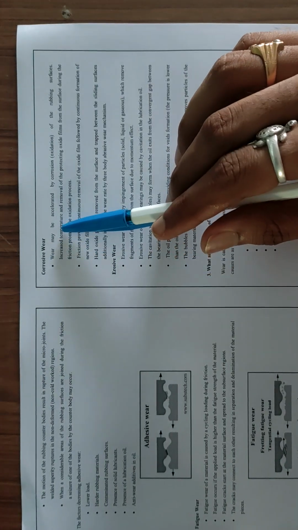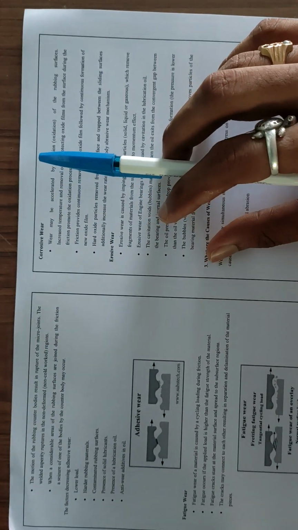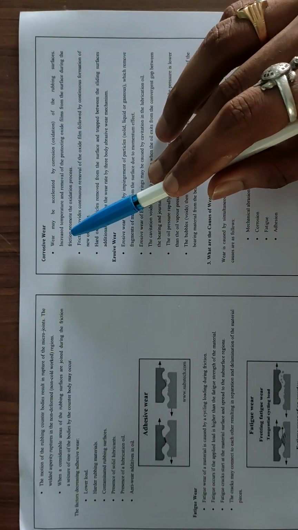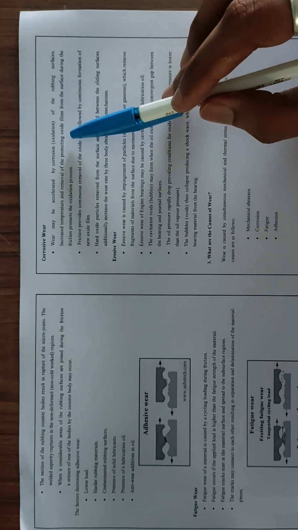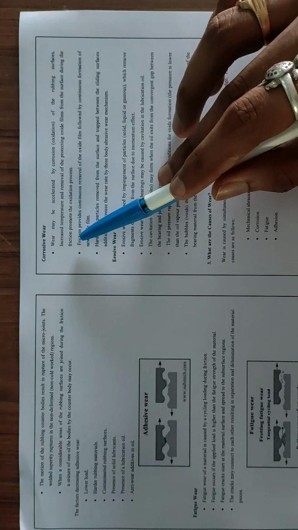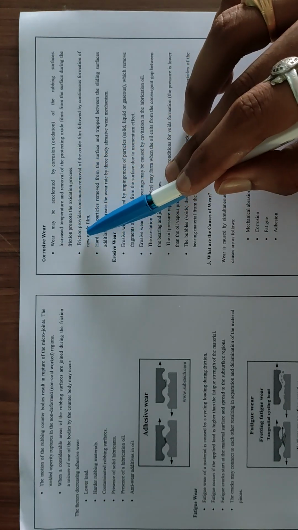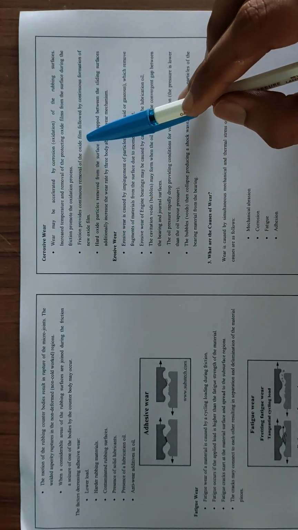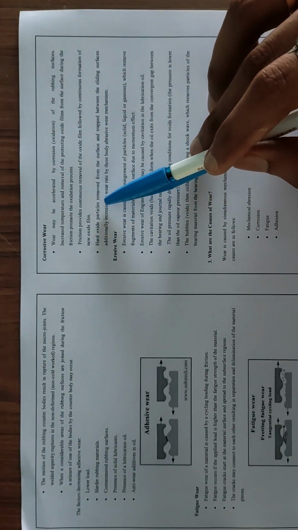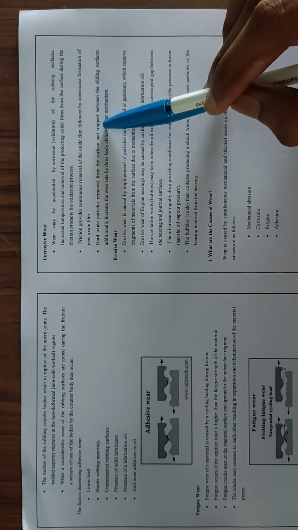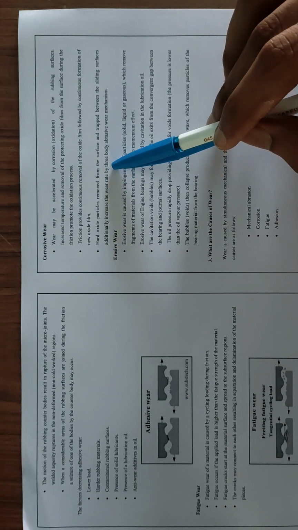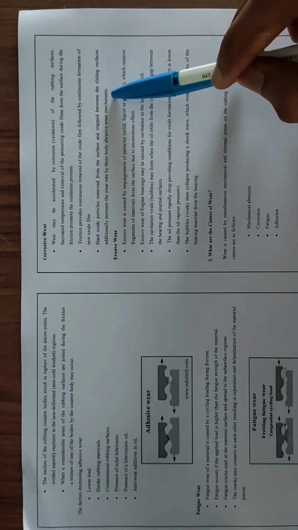Corrosive wear. Wear may be accelerated by corrosion, oxidation of the rubbing surfaces. Increased temperature and removal of the protecting oxide films from the surface during the friction promote the oxidation process. Friction provides continuous removal of the oxide film followed by continuous formation of new oxide film. Hard oxide particles removed from the surface and trapped between the sliding surfaces additionally increase the wear rate by the three-body abrasive wear mechanism.